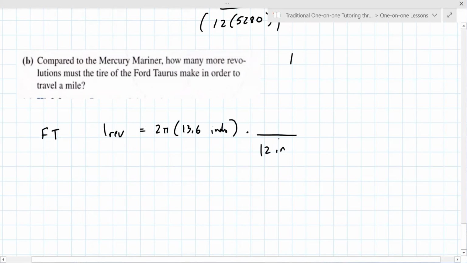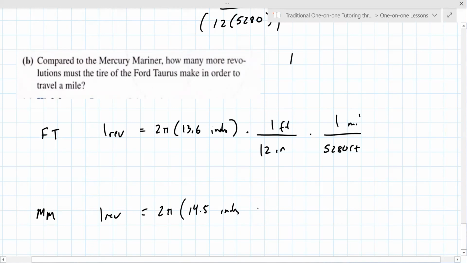So there's 12 inches in 1 foot, and there's 5,280 feet in 1 mile. Okay. And then if we do the same thing for the Mercury Mariner, one revolution, it's the same calculation, 2 pi, but this time it's 14.5 inches. Times 1 foot over 12 inches times 1 mile is 5,280 feet. So what this is going to tell us, we need to get this number. Whatever this number is, this is how far it goes in 1 revolution in terms of a mile.